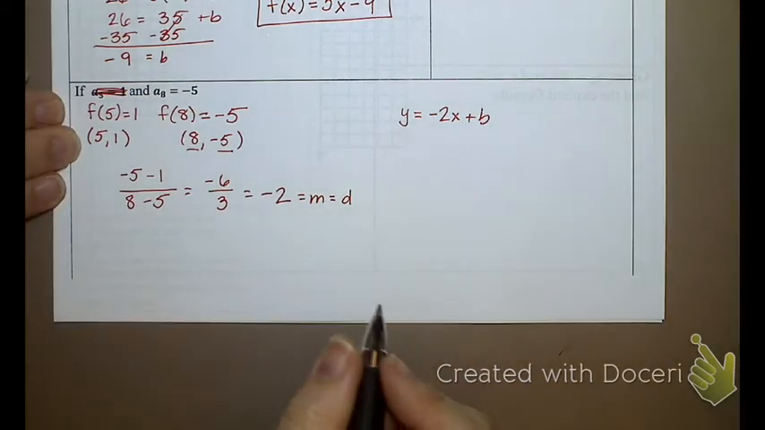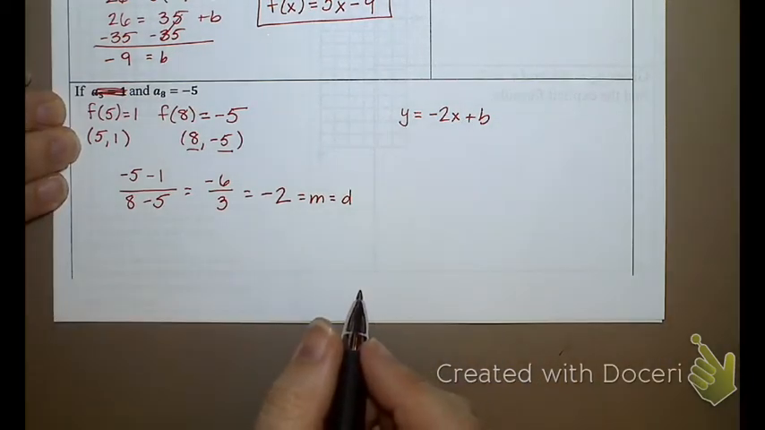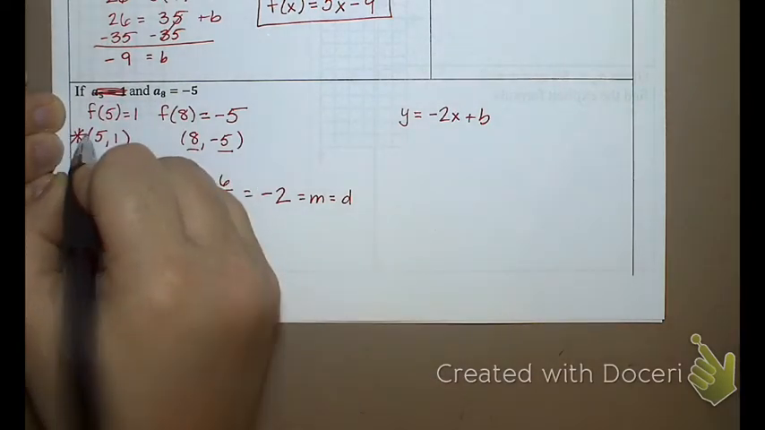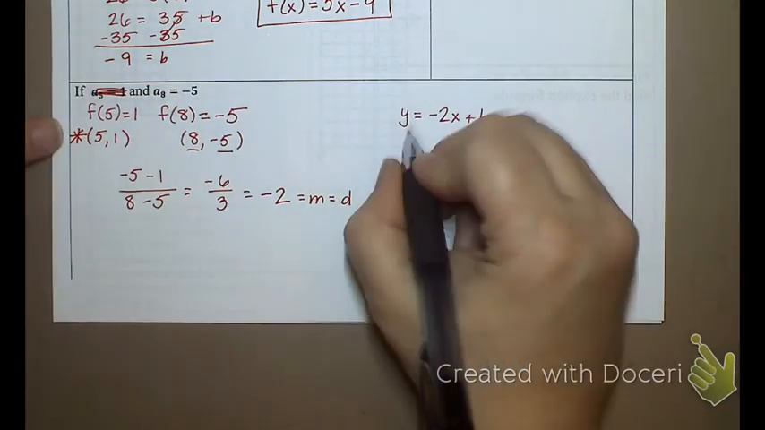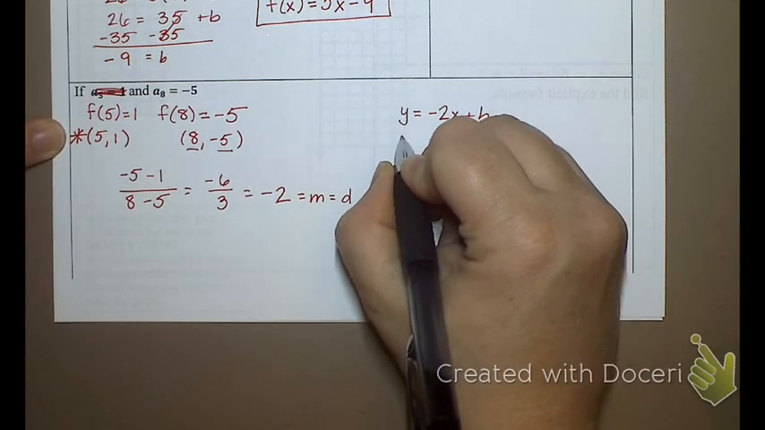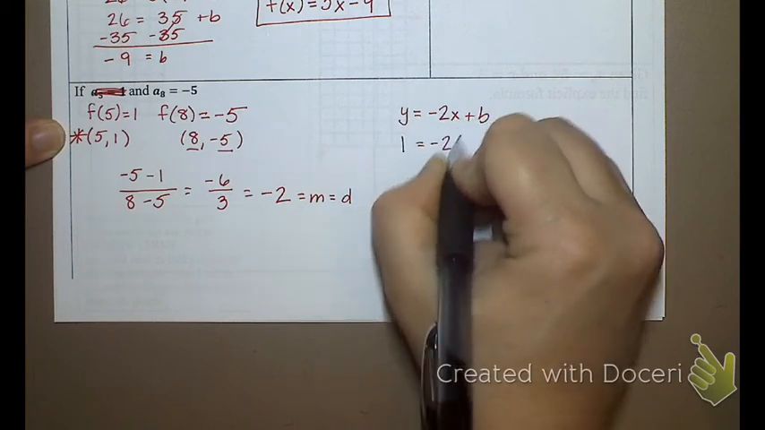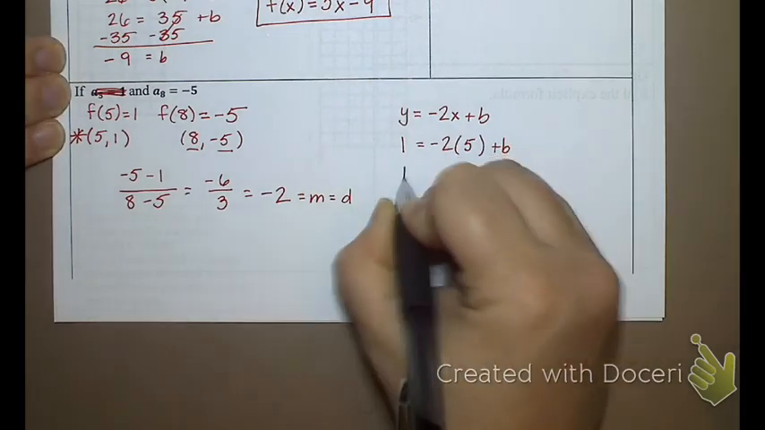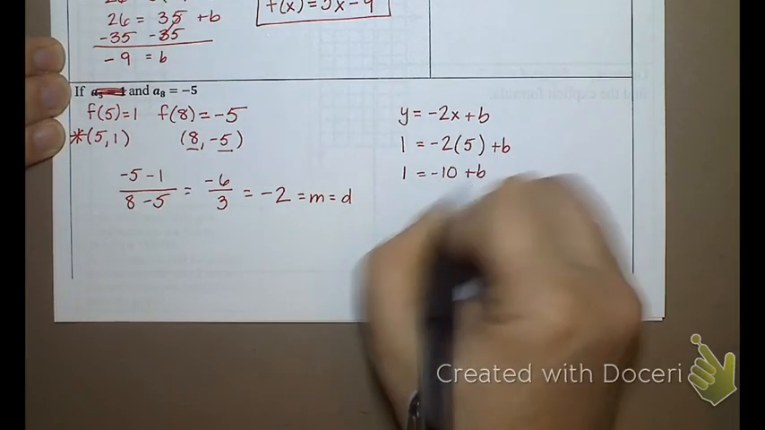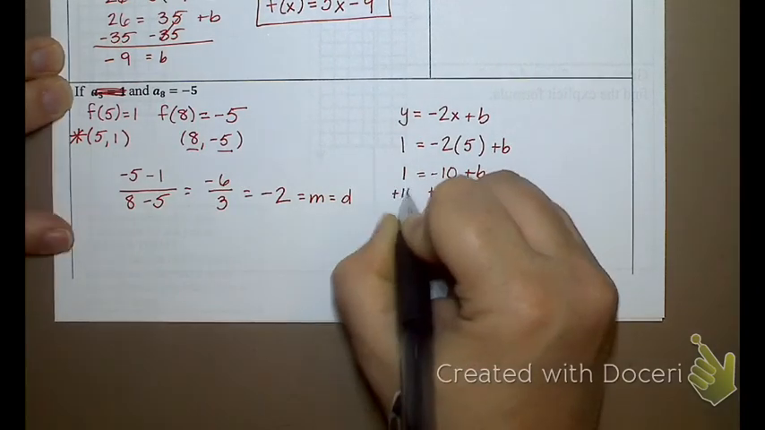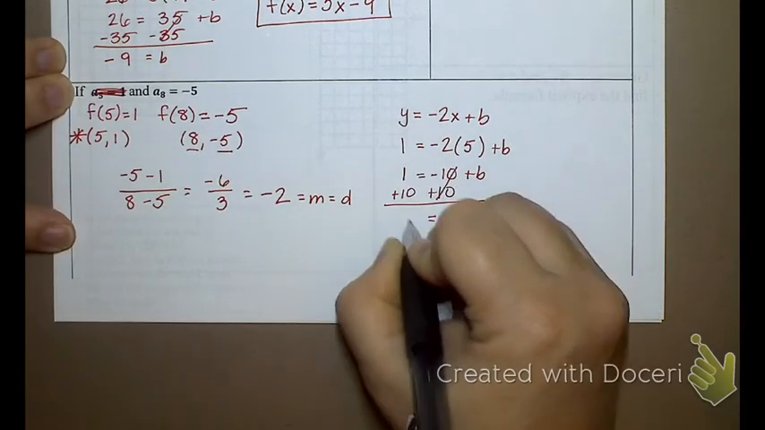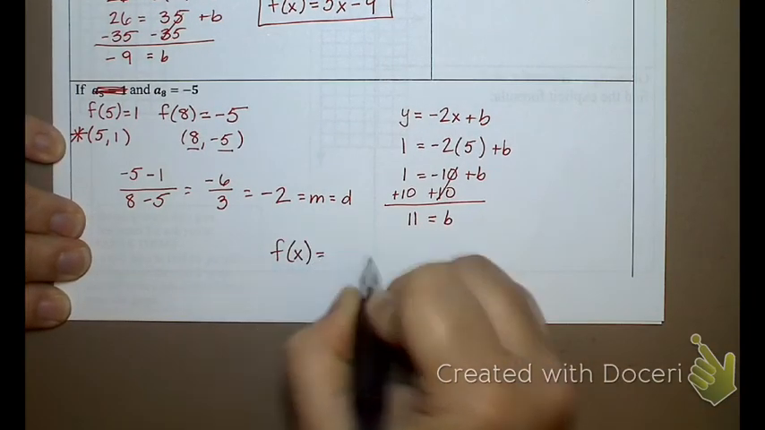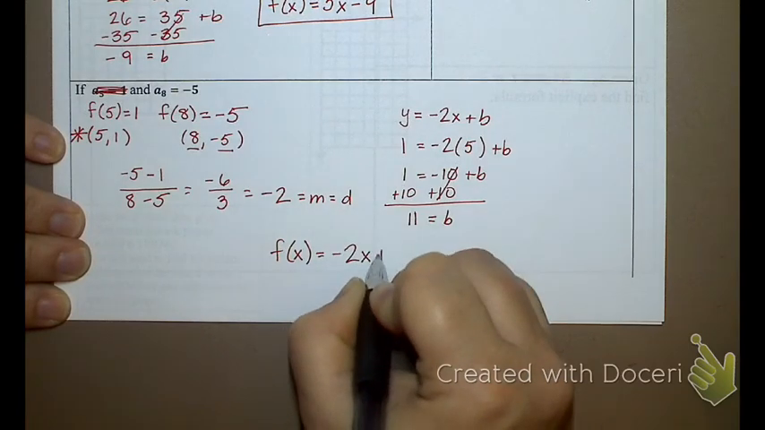Which point should I use for x and y? Again, it doesn't matter. You will get the same result either way. I'm going to use this one because they're both positive numbers. Okay? So what do I plug in for y? 1 equals negative 2 times x. What's x? 5 plus b. 1 equals negative 10 plus b. If I add 10, b is equal to 11. So what's my final equation? F of x equals negative 2x plus 11.